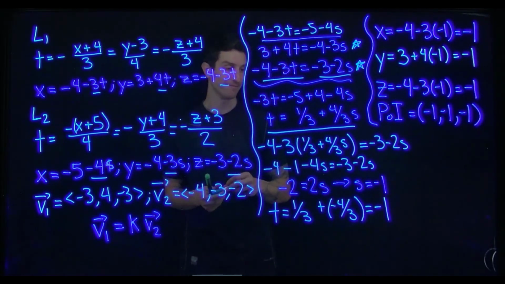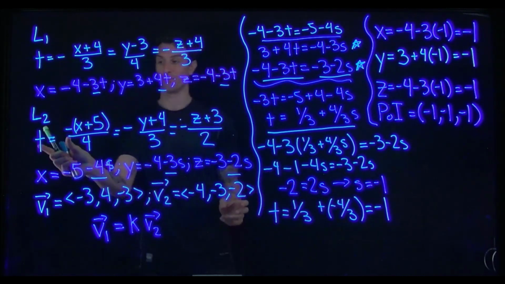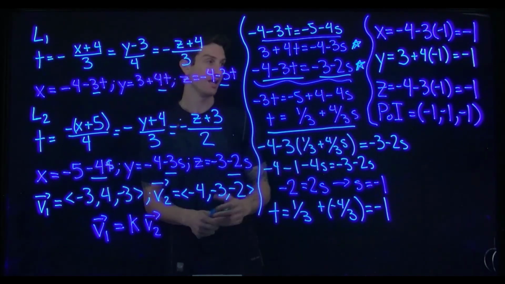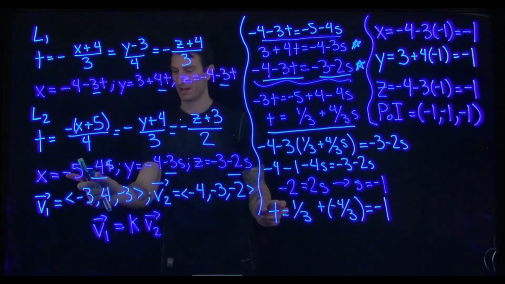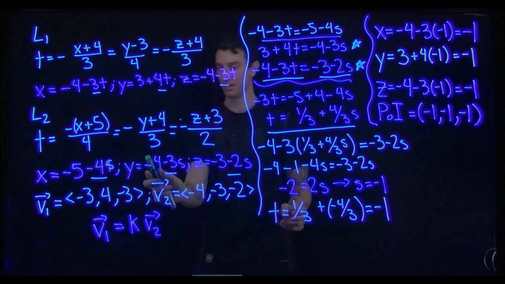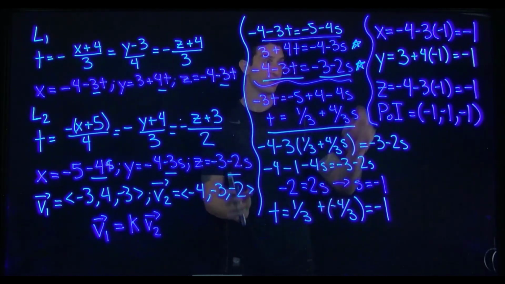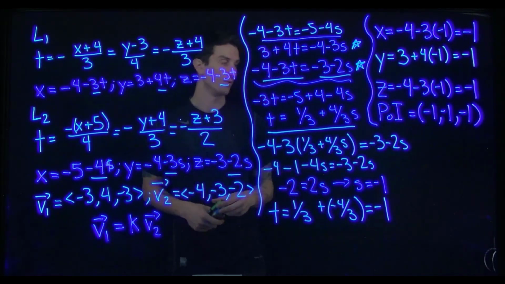Right, so again, we can take our s value as well, which is negative 1, and go plug it into line 2 if we were so inclined, to double check our work and make sure this lines up. And maybe you'll do a quick check. Negative 5 plus 4, negative 1, negative 4 plus 3, negative 1, negative 3 plus 2, negative 1. So indeed, our point of intersection is negative 1, negative 1, negative 1.